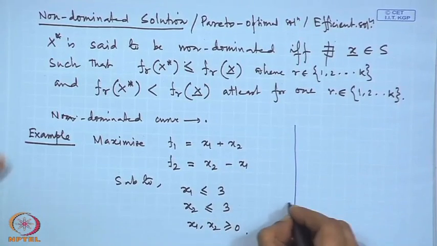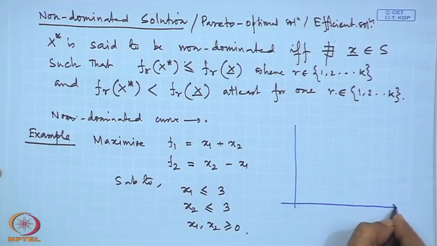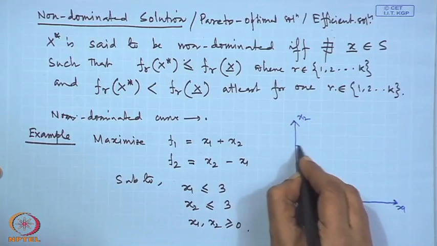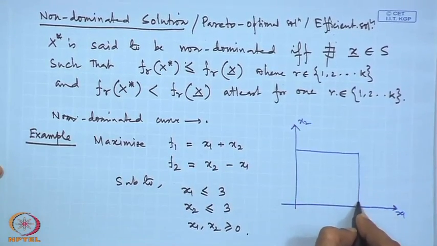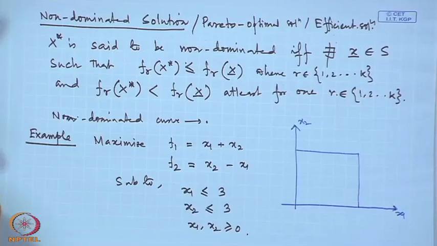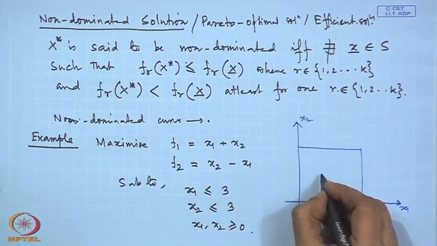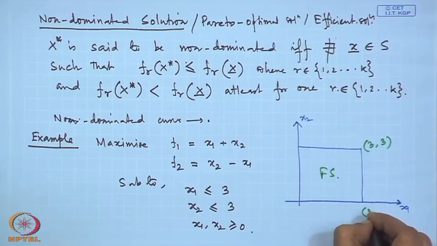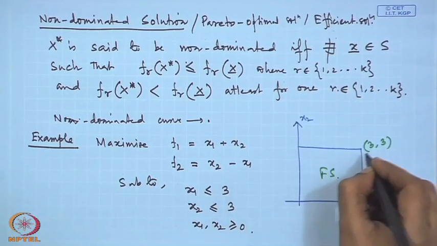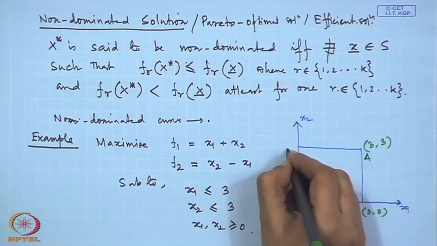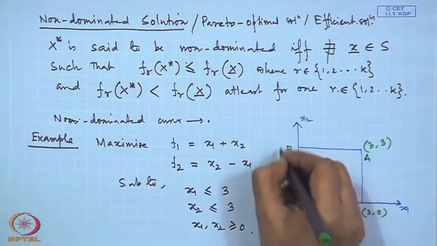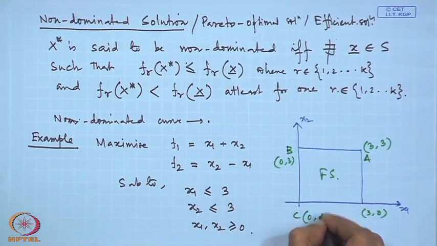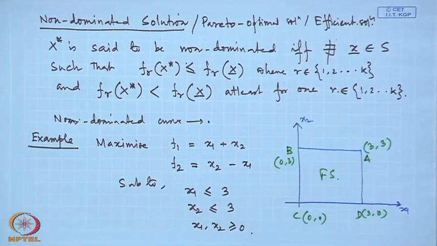If I draw the curve for this, to see the feasible space, we will see that this is the feasible space, where the points are (3, 3), (3, 0), say this is A, B, say this is D, and this is the whole feasible space.